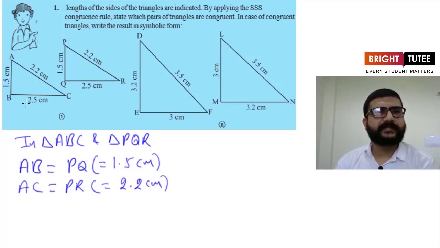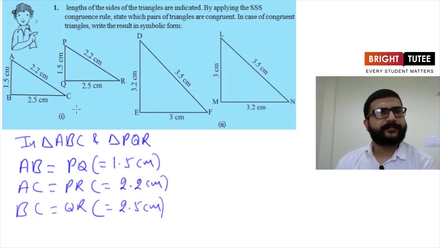And the third one here is BC is equal to QR and they both are equal to 2.5 centimeters. So what we have observed here is that all the three sides of triangle ABC are equal to the corresponding three sides of triangle PQR. Hence by SSS we can say that these two triangles are congruent. So now what we have to do, we have to write the relation in the symbolic form.